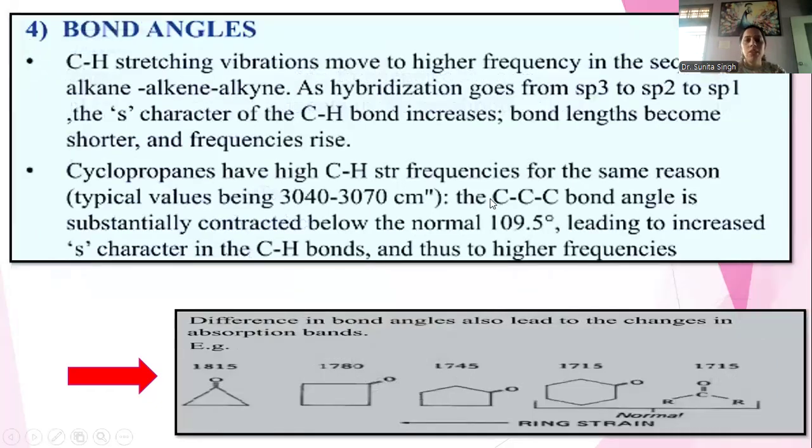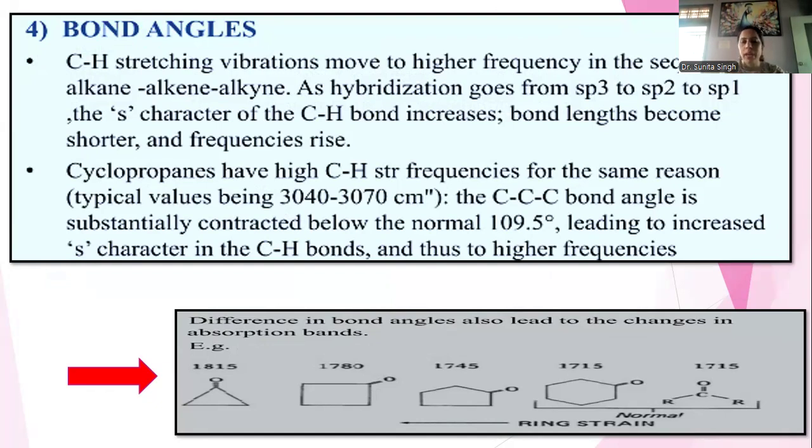Bond angles. CH stretching vibrations move to higher frequency in the sequence alkane, alkene, and alkyne. As hybridization goes from sp3 to sp2 to sp, the s character increases, bond length becomes shorter, and the frequency rises. As we have also learned in Hooke's law equation, if the force constant is higher, the vibration frequency is going to be higher.